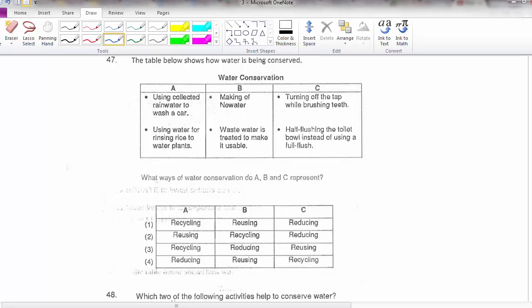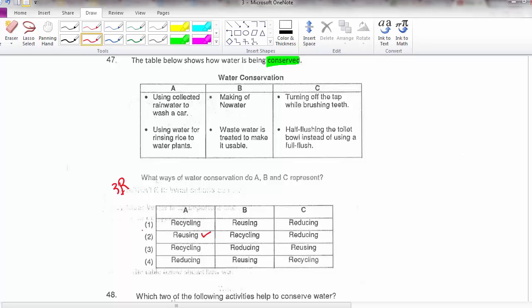47, table below shows how water is being conserved. Okay, so I have ABC and all these things. Now, what ways of water conservation do ABC represent? So this basically is, remember the three R's, reduce, reuse, recycle. So let's see. A, when I use collected rainwater to wash a car and I use water for rinsing rice to water the plants, what am I doing? Yeah, I'm actually reusing. Okay, so I'm actually reusing the water.